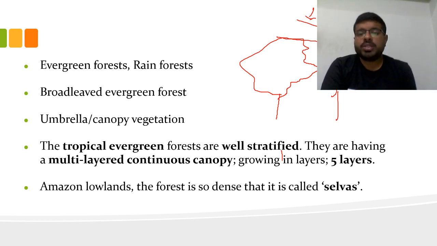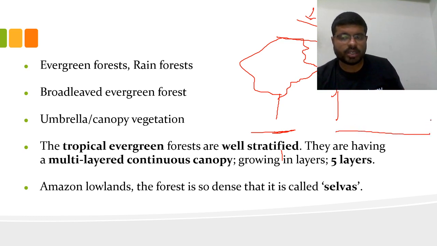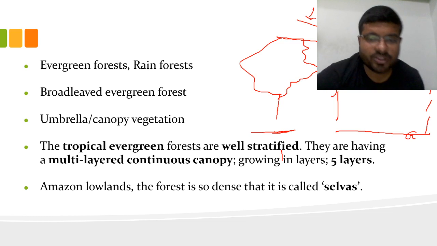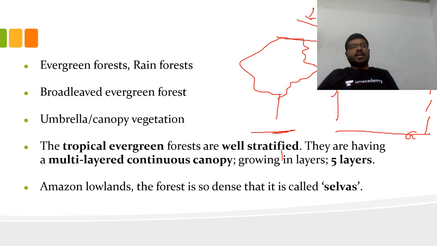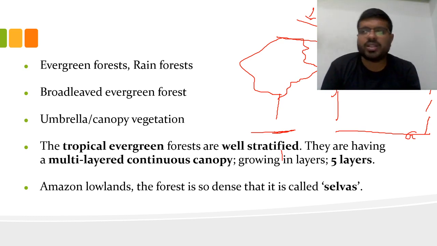Then these tropical evergreen forests are well stratified. What is stratification? Stratified means layered. So if this is the ground layer, there is one layer over here: ground layer, secondary layer, primary layer, fourth layer, and fifth layer. The fifth layer is the canopy vegetation. These tropical evergreen forests are well stratified, with a multi-layered continuous canopy growing in around 5 layers. So just for understanding, you have stratification. They might ask you, which of the following areas have vegetation that is layered? Answer: tropical evergreen forest.